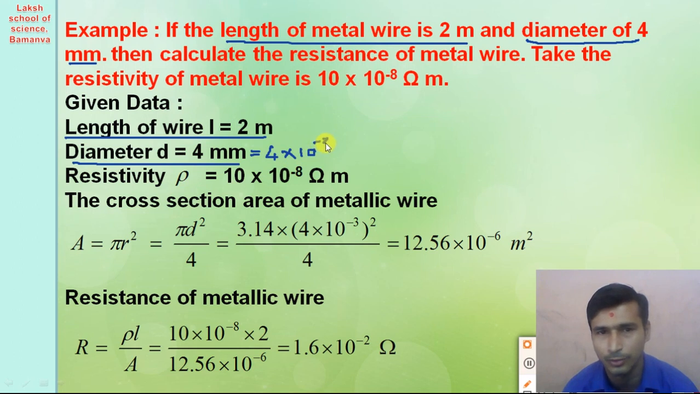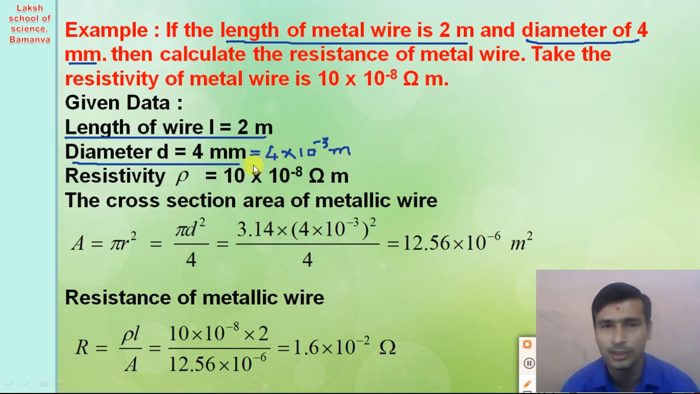That means 0.004 meter. You know 1 meter is equal to 1000 millimeter. So the diameter of 4 millimeter is equal to 4 into 10 raised to minus 3 meter. We calculate this way. If the diameter is given in centimeter, we convert the centimeter into meter. 1 centimeter is equal to 10 raised to minus 2 meter. 1 millimeter is equal to 10 raised to minus 3 meter. So you can easily convert millimeter and centimeter into meter.